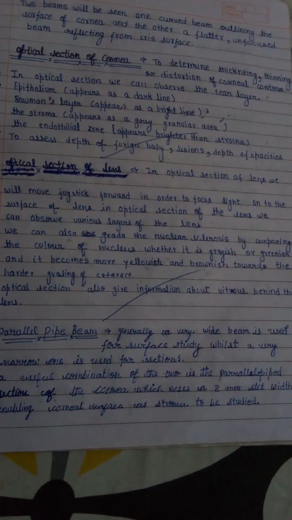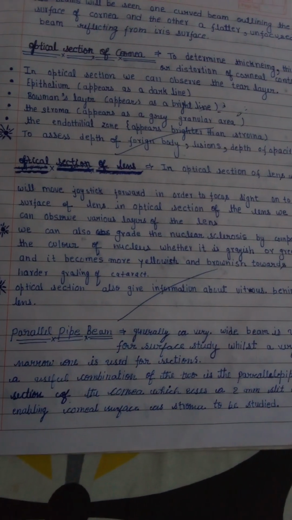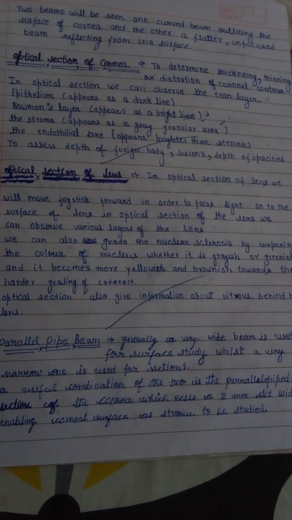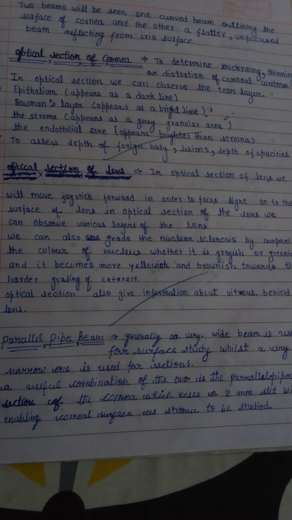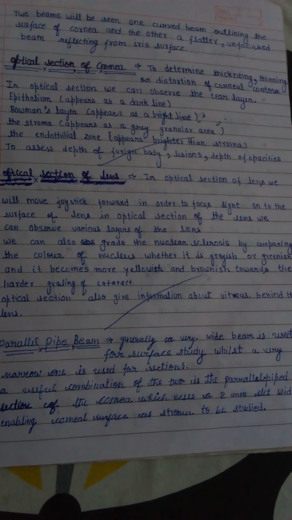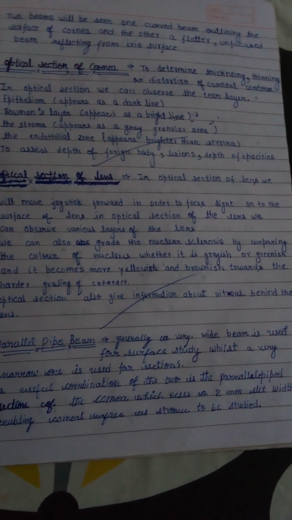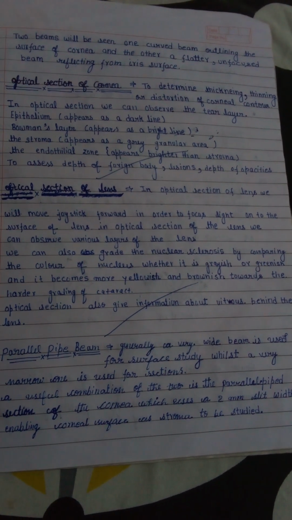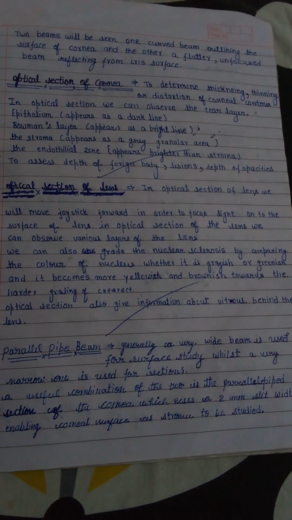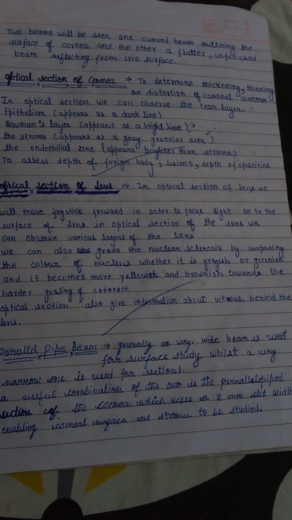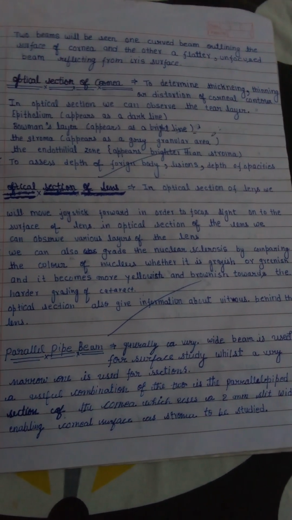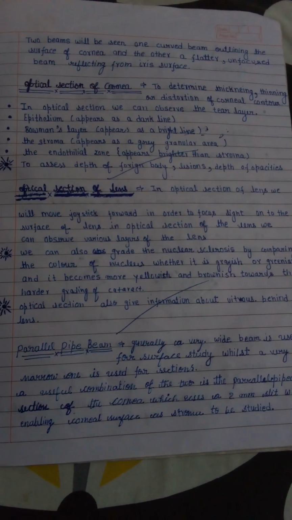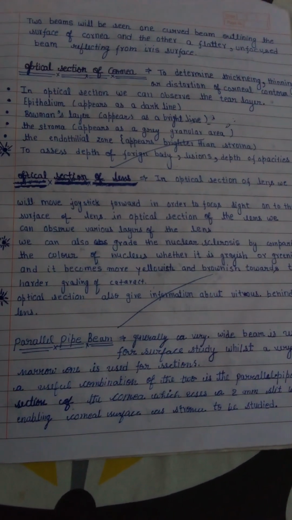As you know, nuclear sclerosis is the grading of cataract when there is opacity of the lens nucleus, and we can grade it by comparing the color of the nucleus. If the color is grayish or greenish, it means it is grade 1 or grade 2, but when it becomes more yellowish and brownish, towards the harder grading of cataract like plus 3, plus 4. So these are the harder gradings of the cataract.